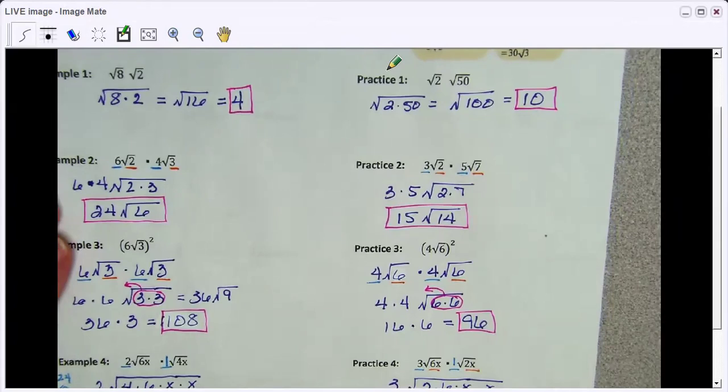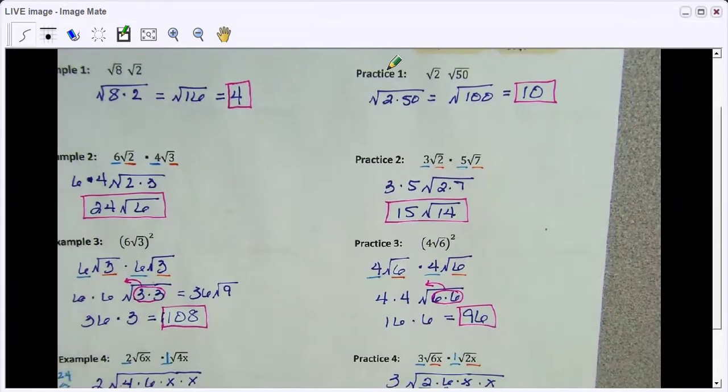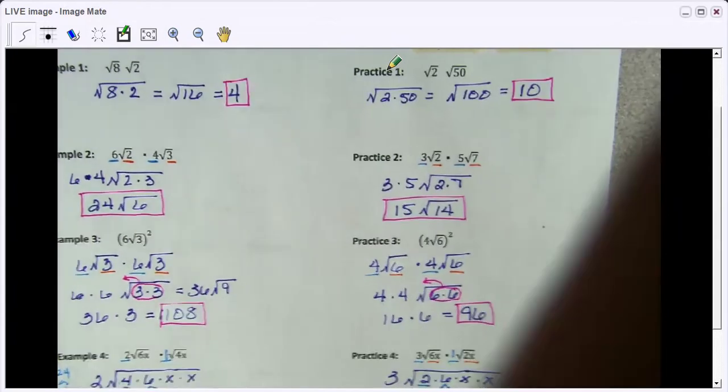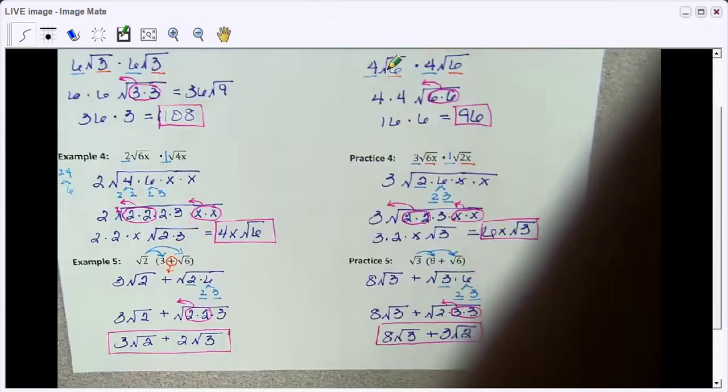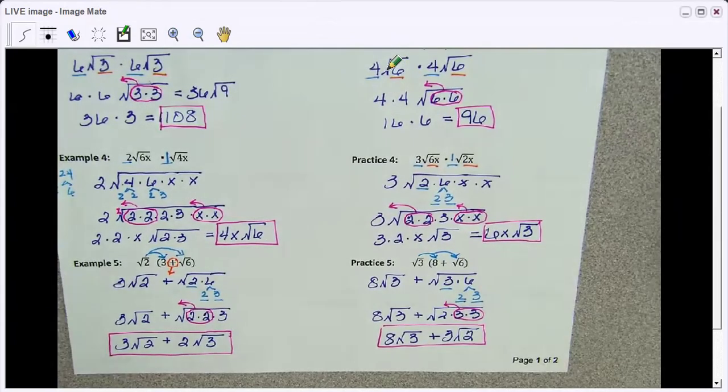Okay, here is practice 1, 2, and 3. So go ahead and check those. And here is 4 and 5. So go ahead and check those. And now we're going to move on to the back.